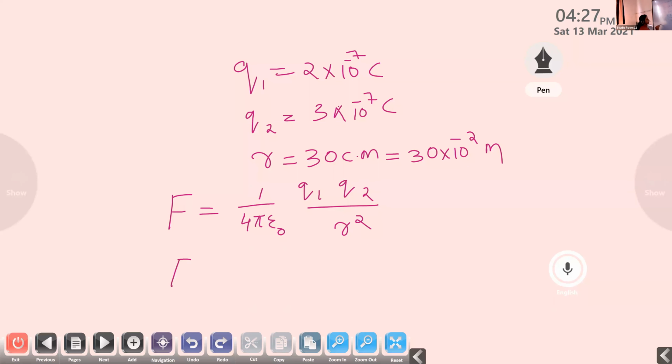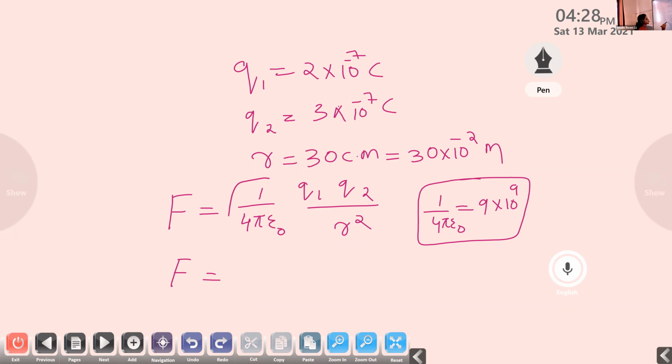So F is equal to, what is 1 by 4 pi epsilon 0? By substituting the values, 1 by 4 pi epsilon 0 is equal to, do you remember that value? 9 into 10 raised to 9. Yes, very good. So instead of 1 by 4 pi epsilon 0, we can substitute that value. F is equal to 9 into 10 raised to 9 Q1 Q2 divided by R square.